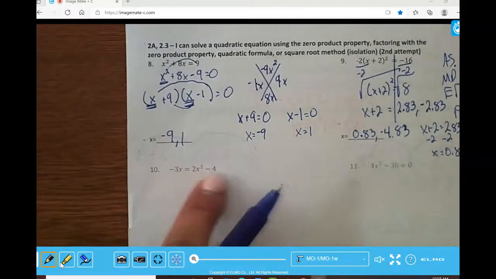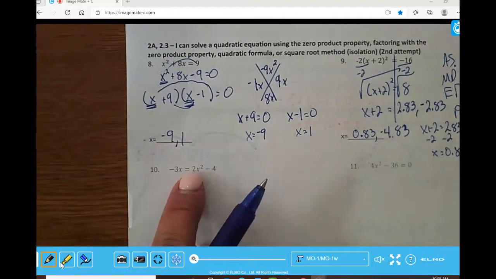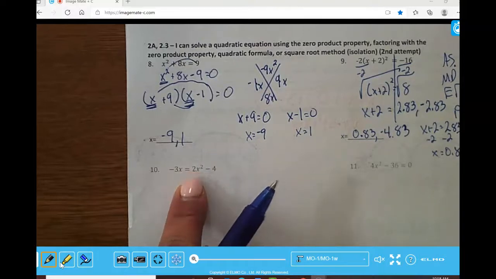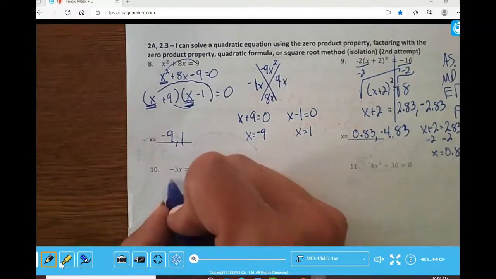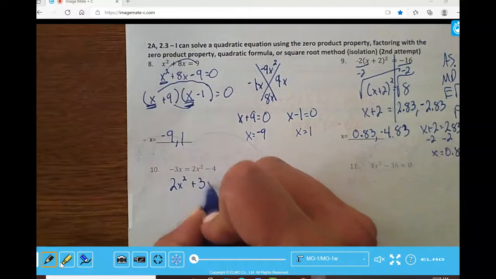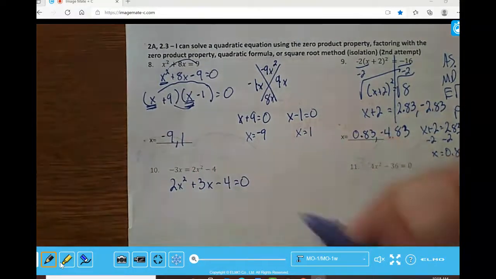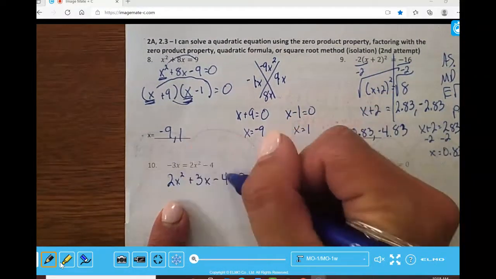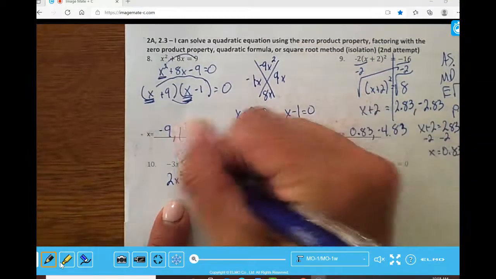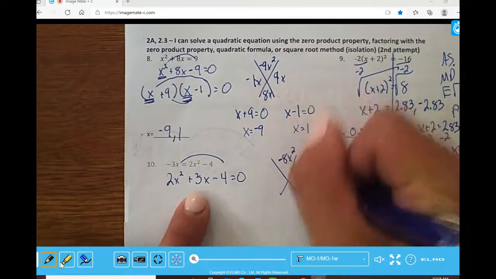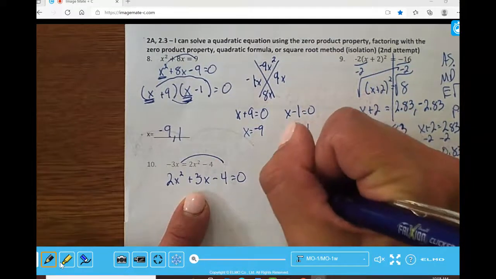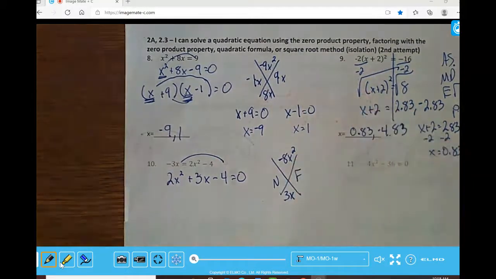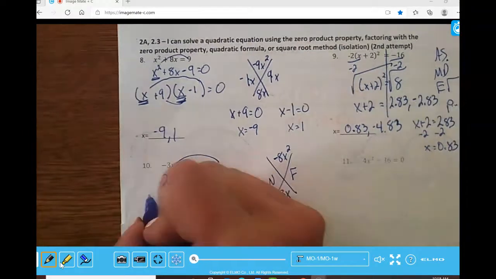All right, next problem. There is more than one type of x, and I do want to get into standard form, but I want to keep this 2x squared, my line leader, positive, so I'm going to add the 3x to the other side. And now I'll look for a GCF. There is not anything, and when I make my x, I'm going to get negative 8x squared over 3x. And when I look at my factor list, this is not factorable. So we're going to use the quadratic formula.